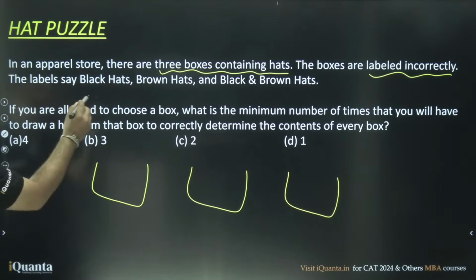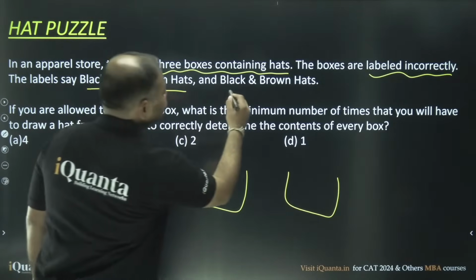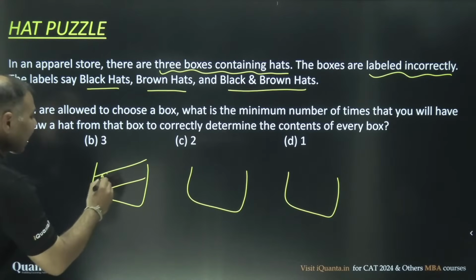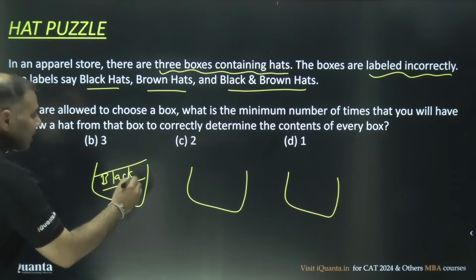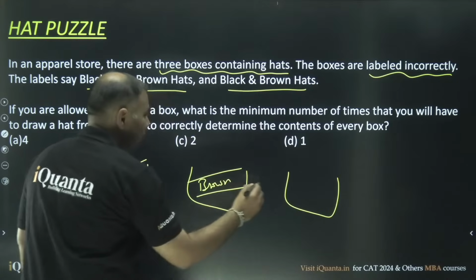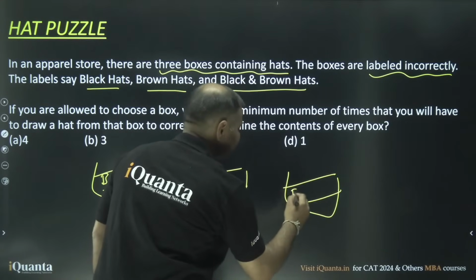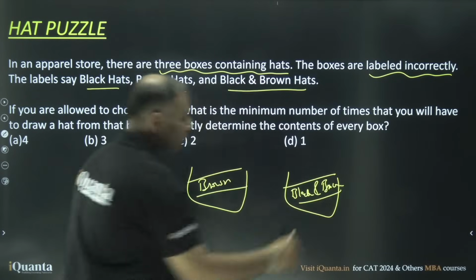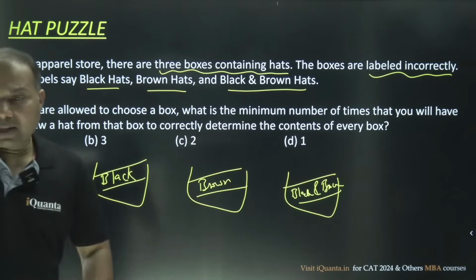The label says black hats, brown hats and black and brown hats. So let me make the labels. तो maybe इस पर लेबल लगा है black hats, इस पे लगा है brown hats और इस पे लगा है black and brown. Okay, so these are 3 labels. So what does the condition mean?